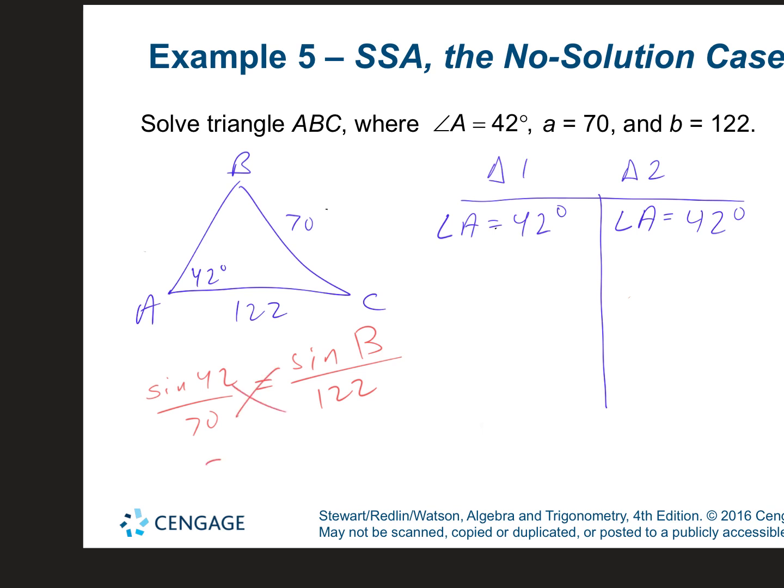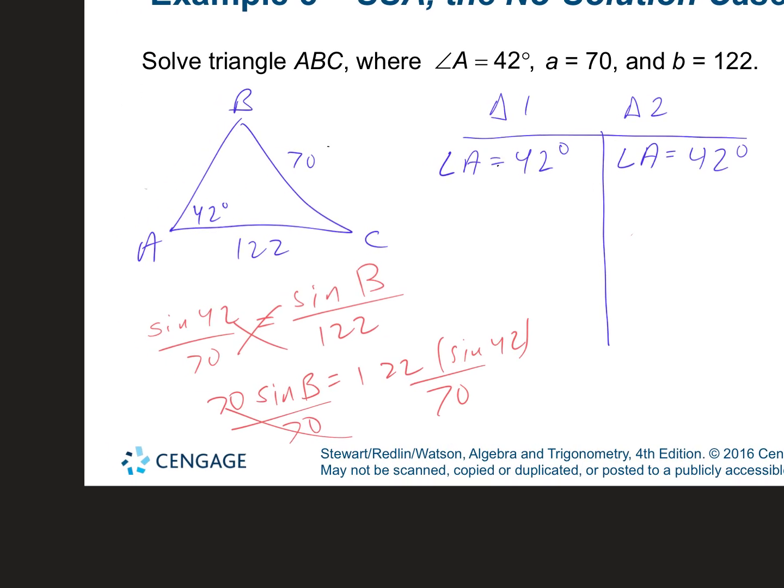So cross multiply. 70 times the sine of B equals 122 times the sine of 42. And divide both sides by 70. So 122 times the sine of 42 divided by 70 gives us what? 1.166199, something like that. So second sine, second answer. And what do you get?